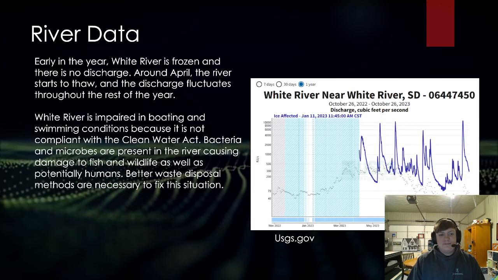Now let's go into river data. Early in the year, White River is frozen and there is no discharge. Around April, the river starts to thaw, and the discharge fluctuates throughout the rest of the year. White River is impaired in boating and swimming conditions because it is not compliant with the Clean Water Act.